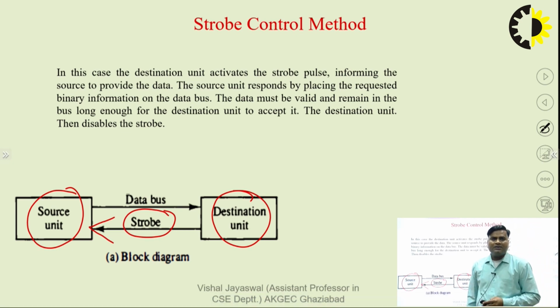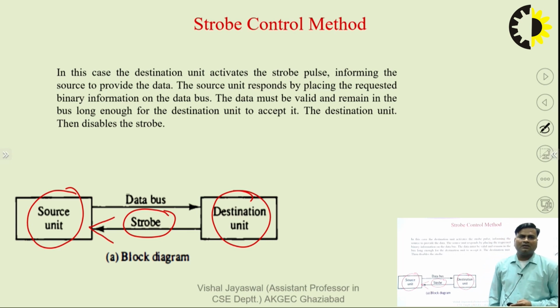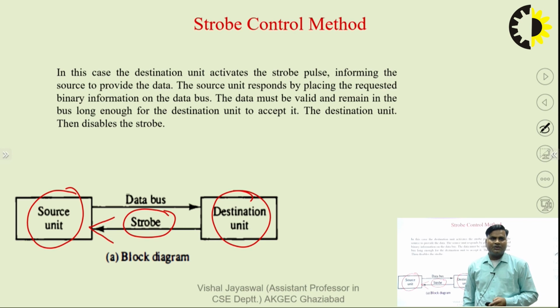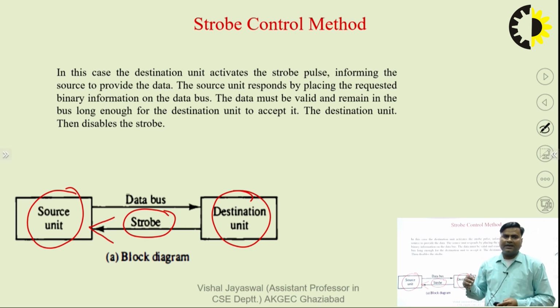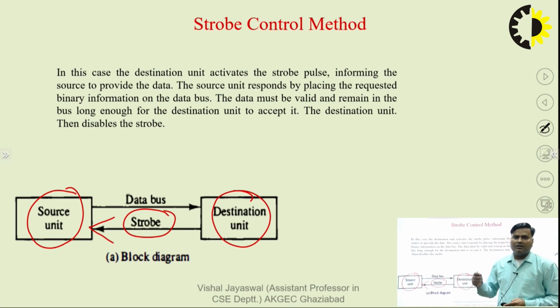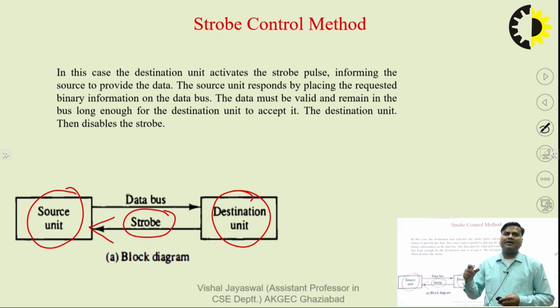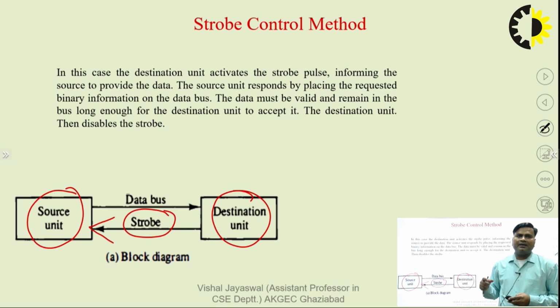If we talk about the strobe pulse limitation, there is one major drawback in the strobe control method: the source cannot find out whether the destination has received the data or not. The source activates the strobe pulse and places the data on the data bus, but the source cannot ensure that the destination has received the data or not.